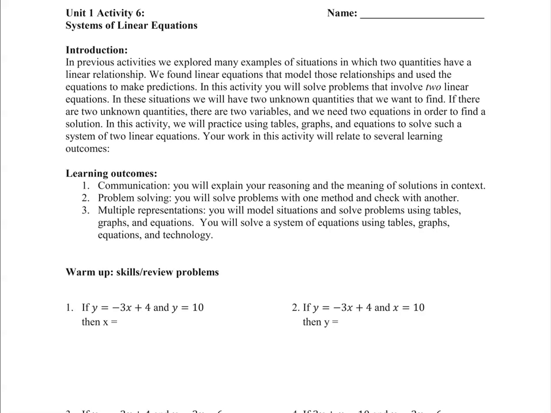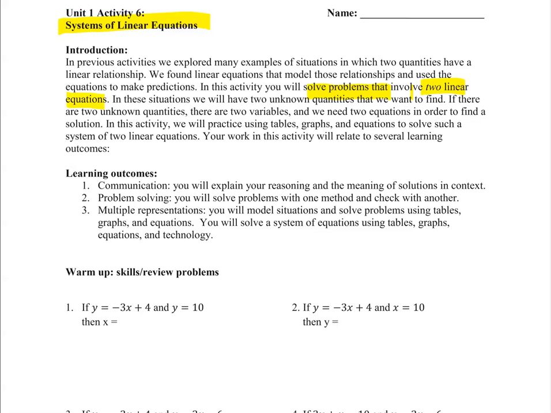Unit 1, Activity 6, Systems of Linear Equations. In previous activities, we explored many examples of situations in which two quantities have a linear relationship. We found linear equations that model those relationships and used the equations to make predictions. In this activity, you will solve problems that involve two linear equations.